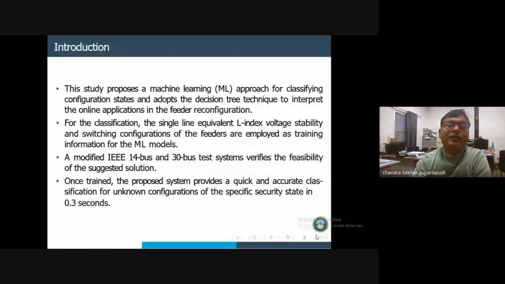And after training this machine learning model, classifier model, for any unknown switching pattern for a particular loading condition, if we want to know about this particular situation, particular voltage level, what would be their class, that can easily be determined in a very small time.